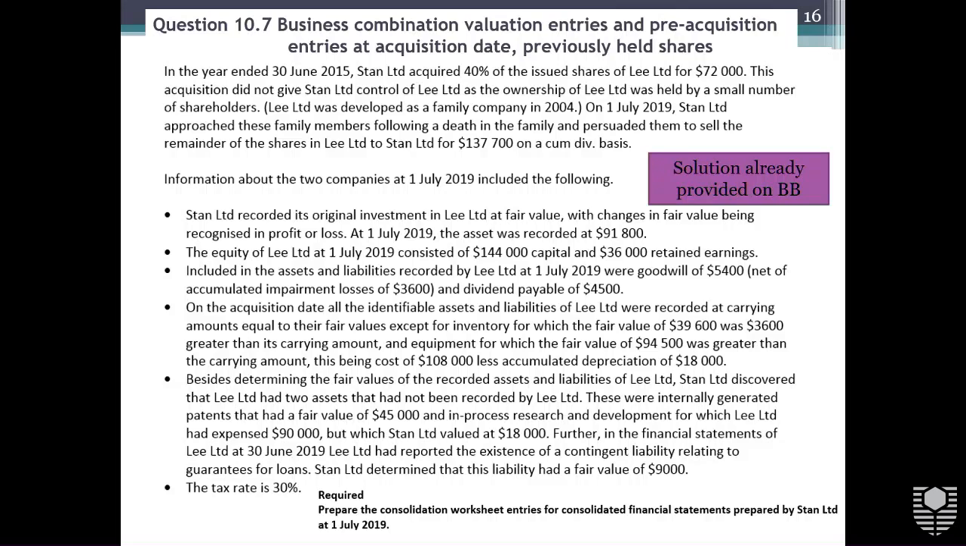Included in the assets and liabilities was goodwill of $5,400. So we have to adjust for that. We're going to have to take that out when we do it. There were also some impairment losses that we're going to have to account for, and a dividend payable of $4,500. On the acquisition date, all the identifiable assets and liabilities were recorded at carrying amounts except for inventory of $39,600. So you might want to correct that in the handout, I didn't notice that. The fair value of $39,600 was $3,600 greater than its carrying amount. So circle the $3,600, because that's what we're going to have to tax effect to do our business combination valuation entries.